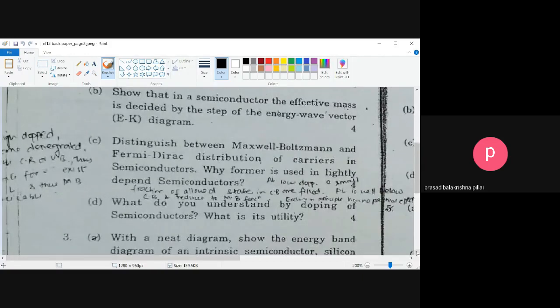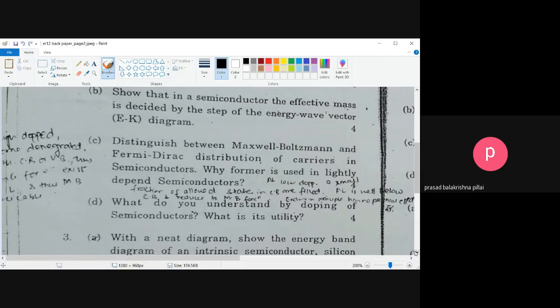So this is the other one. Again we have discussed the difference between Maxwell's distribution and Fermi-Dirac distribution of carriers. We have to show that, first you write down Maxwell-Boltzmann distribution, and then show that under certain conditions we can approximate the Fermi-Dirac distribution to the Maxwell distribution. Very often we will be using Maxwell, so you try to do this also.